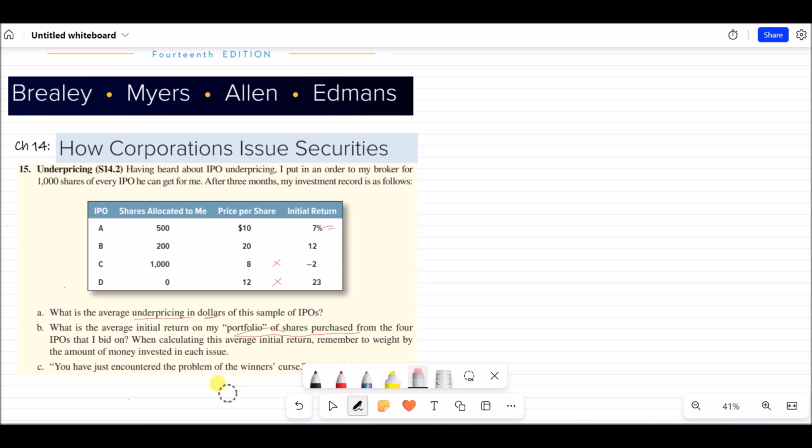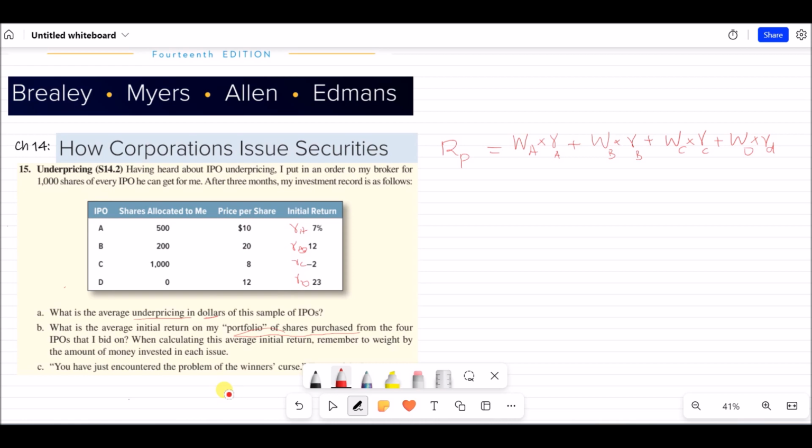So next we have to calculate the portfolio returns. To calculate portfolio returns, we will write a formula: return on portfolio is equal to weight of stock A multiplied by return on stock A, plus weight of stock B multiplied by return on stock B, plus weight of stock C multiplied by return on stock C, plus weight of IPO D multiplied by return on D. So this is RA, this is RB, this is RC, and this is RD. So we have returns.